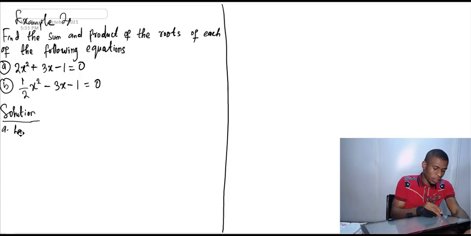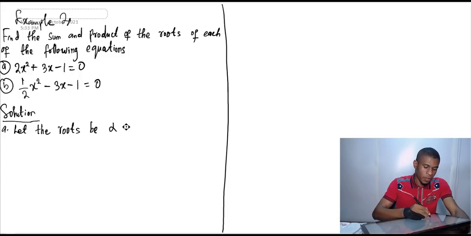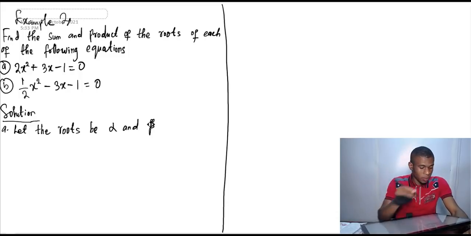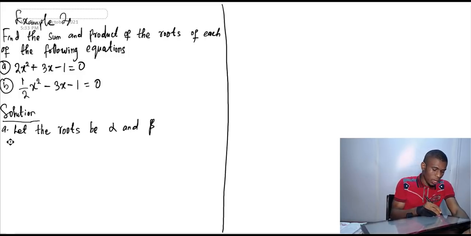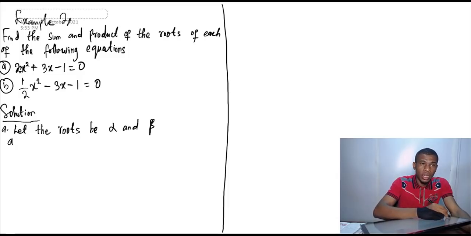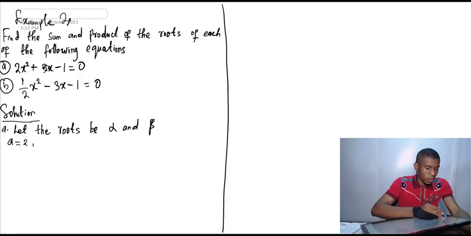In this case, we say let the roots be alpha and beta. Let the roots be what? Alpha and beta. We look at number 1. If you compare with the general form of a quadratic equation, ax squared plus bx plus c equal to 0, the coefficient a in this case is equal to 2. The coefficient b in this case is equal to 3. And the c in this case is equal to minus 1.